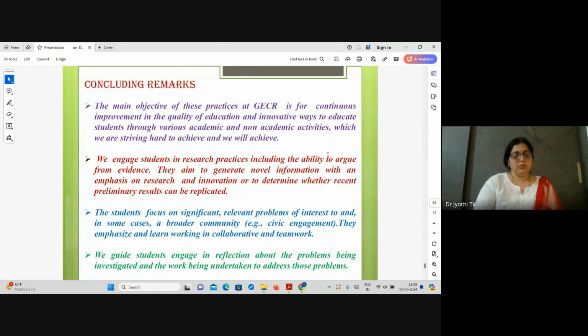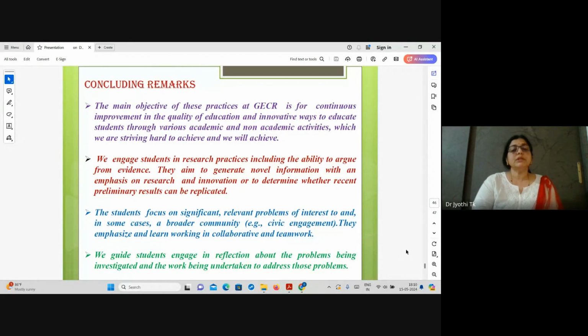So as a whole, what is the purpose of these innovative practices at higher education institutions? The main objective of these practices, since I had taken a case study of GECR, is continuous improvement in the quality of education and innovative ways to educate students through various academic and non-academic activities, which we are striving hard to achieve and we will achieve.